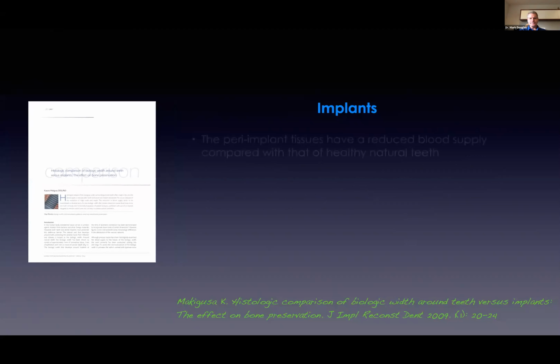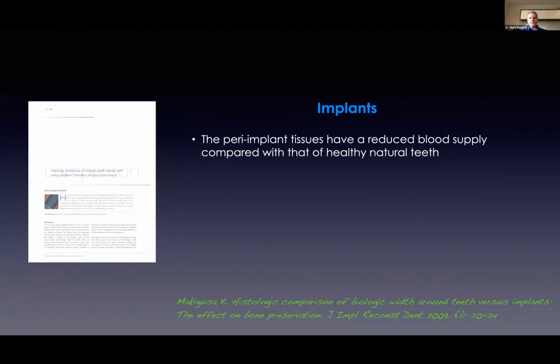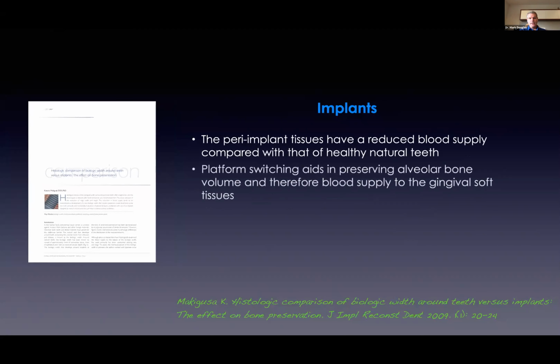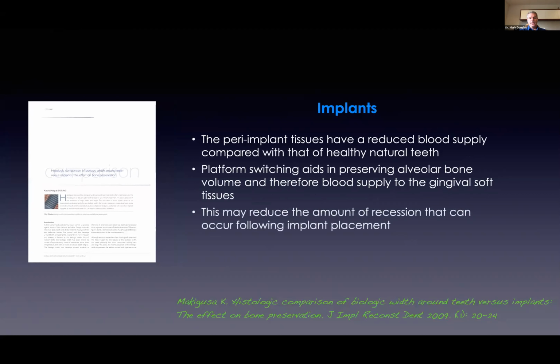So in summary, peri-implant tissues have reduced blood supply compared to that of natural healthy teeth. Platform switching aids in preserving alveolar bone volume and therefore blood supply to the gingival soft tissues. This may reduce the amount of recession that can occur following implant placement.